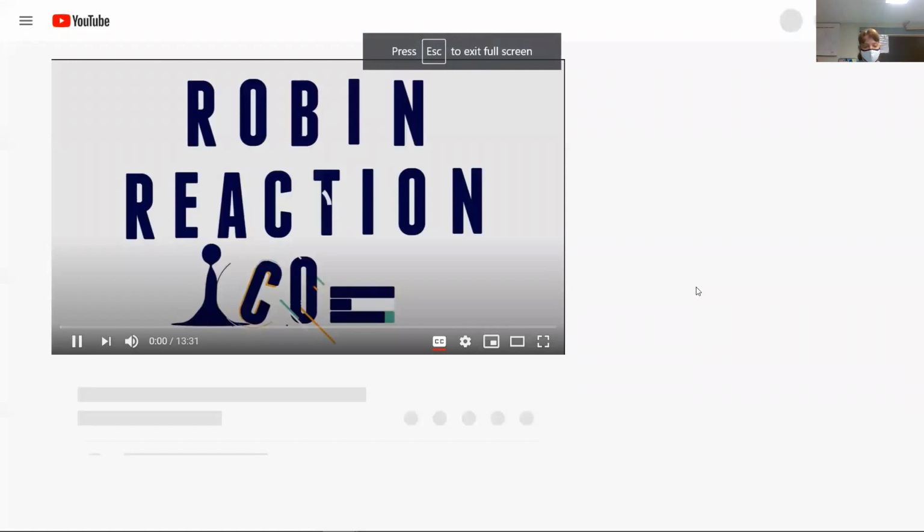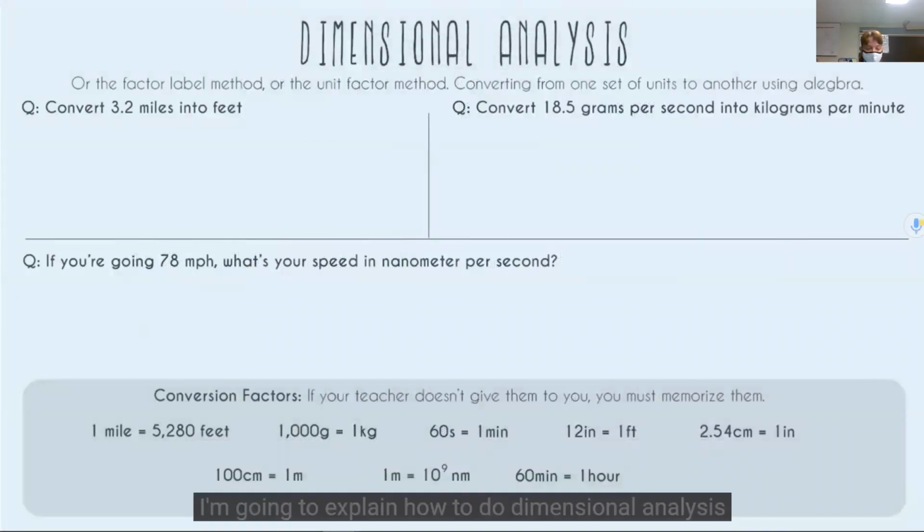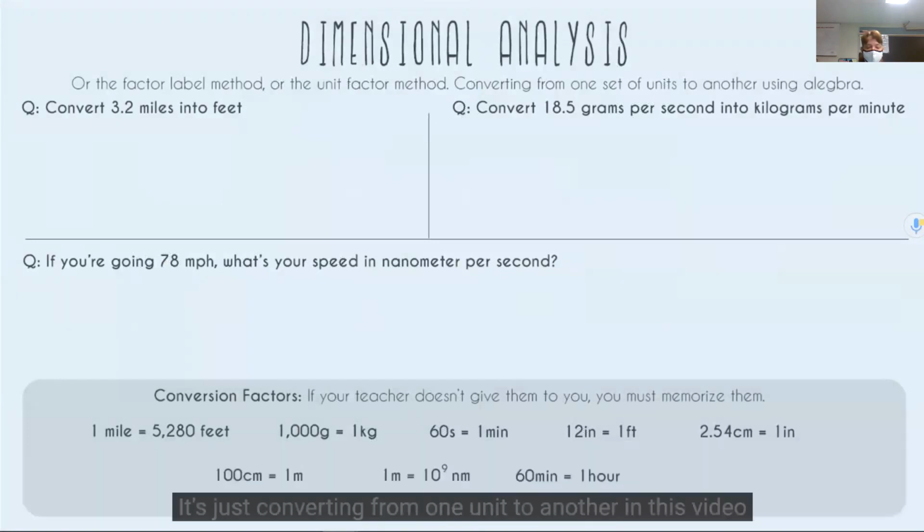RobinReaction.com. In this video, I'm going to explain how to do dimensional analysis, which is just converting units from one to another. So it's the same thing as unit conversions. It's also called the factor label method or the unit factor method. No matter what you call it, it's just converting from one unit to another.